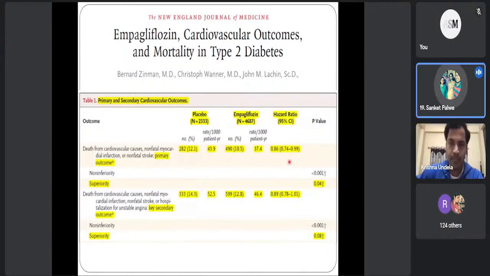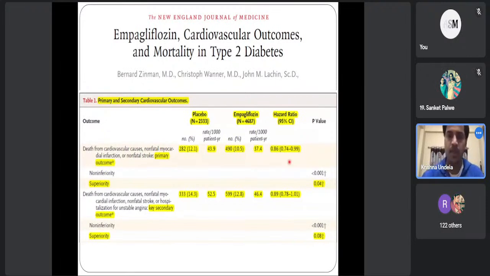The patients that took empagliflozin have 1 minus 0.86, which is 0.14 times lesser chance of showing the primary outcome compared to those patients that were given the placebo. Exactly. Sanket, right? Or anyone? Yes, sir. Yeah, that's good, Sanket.